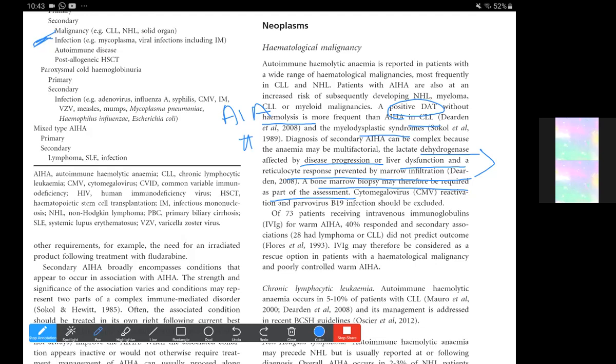CLL and MDS, mostly bone marrow biopsy is therefore an important part of the initial assessment.